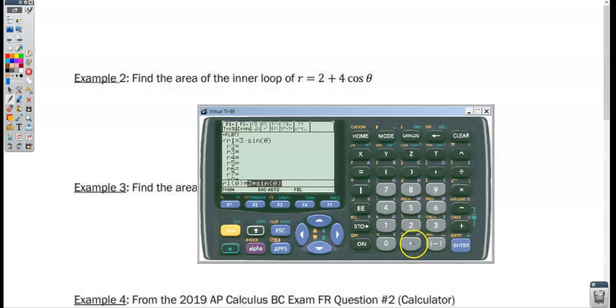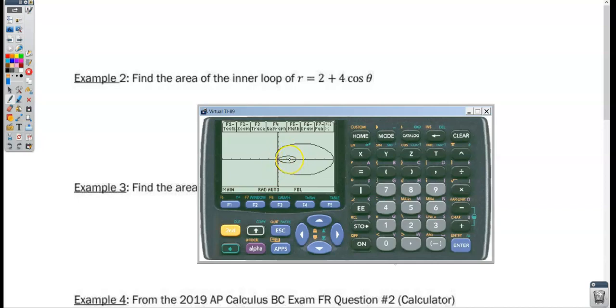r equals 2 plus 4 cosine of theta. I know that the maximum value of 4 cosine of theta is 4. So I'm going to set my window up. 2 plus 4 is 6. So I'm going to set my window up to run from -6 to 6 here. And make my graph. And when we make the graph, now we see, oh, that's what they mean by the inner loop. This loop right here, the area of this loop right here.